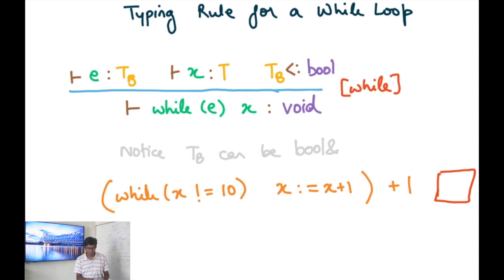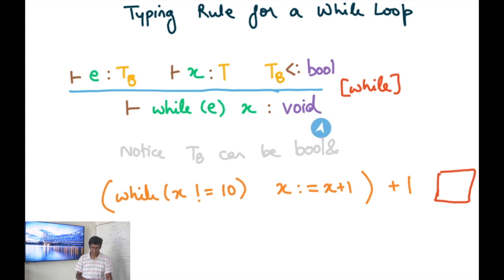And so the question is, what is the type in our language? What type do we want to assign this expression while e x? All right, so here is a typing rule which gives a type to this expression. It says if e is of some type tb, x is of type t, and tb is a subtype of bool, then it is true that while e x is of type void.